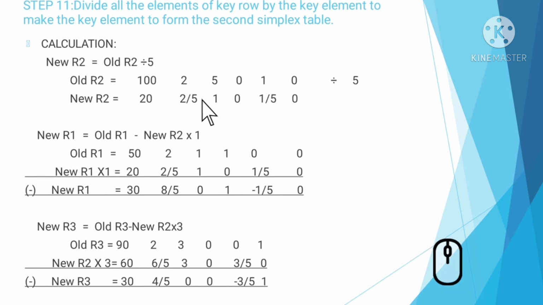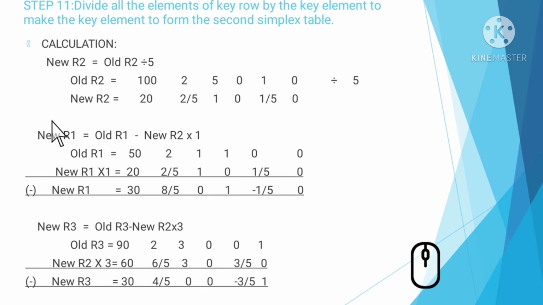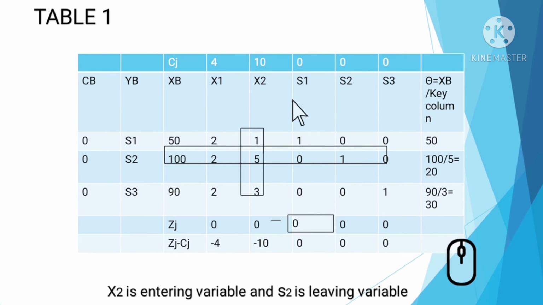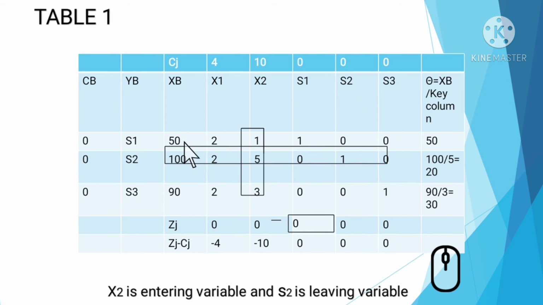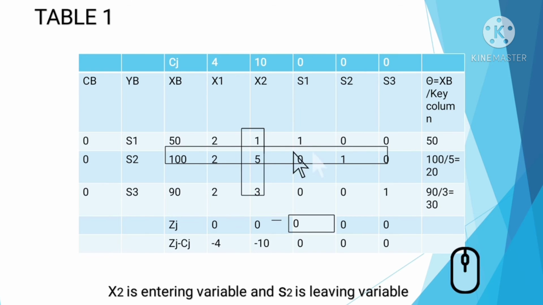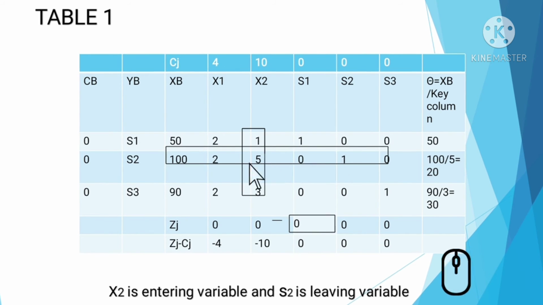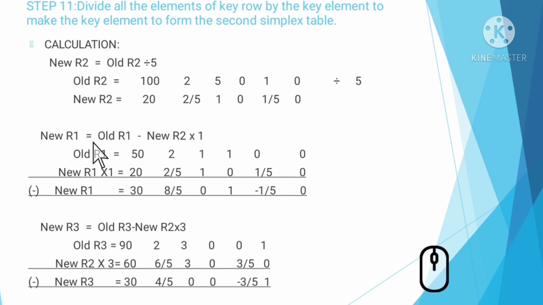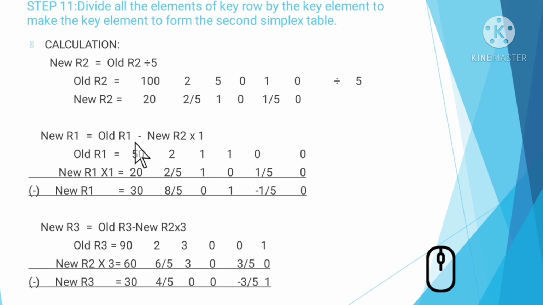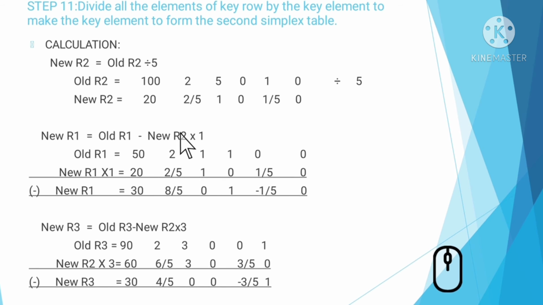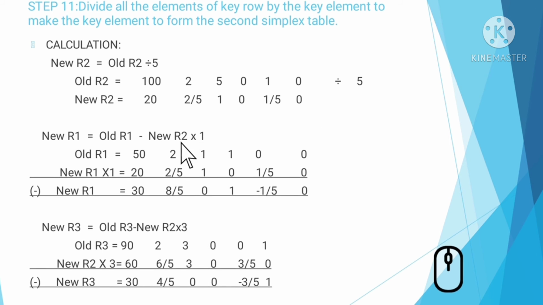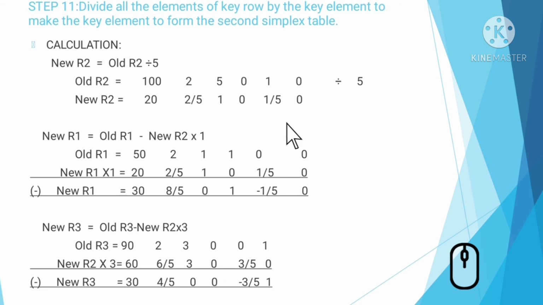So how are we going to find the new R1? New R1 is going to change. How is this row going to change? This row, that is 52, 1, 1, 0, 0. So new R1 is equal to old R1 minus new R2. New R2 is this, new R2 into 1.